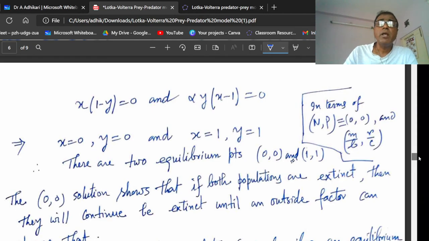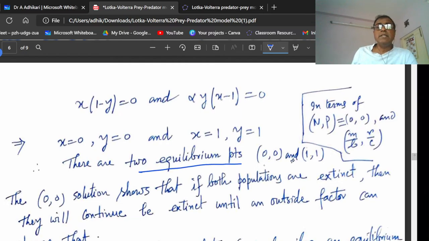So obviously x equals 0 and y equals 0, and x equals 1 and y equals 1. So the two equilibrium points are (0, 0) and (1, 1).